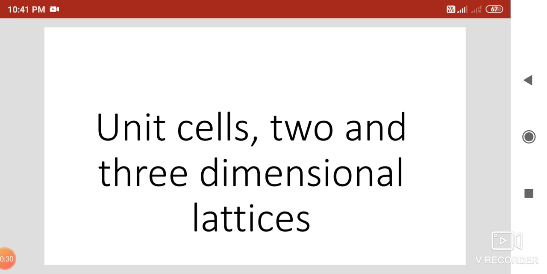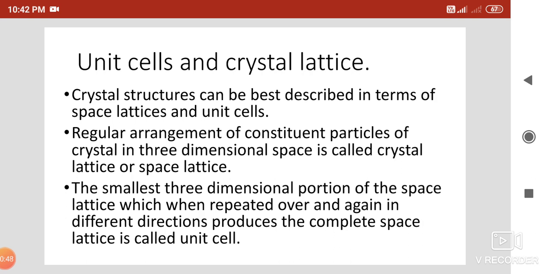Now, today we are going to start with the new topic: unit cells and two and three dimensional lattices. So, let us see about the unit cells and space lattices. Crystal structures can be best described in terms of space lattices and unit cells. It means if you want to describe the crystal structure, we have to describe it in terms of the space lattices and unit cells. Let us see, space lattice means what?